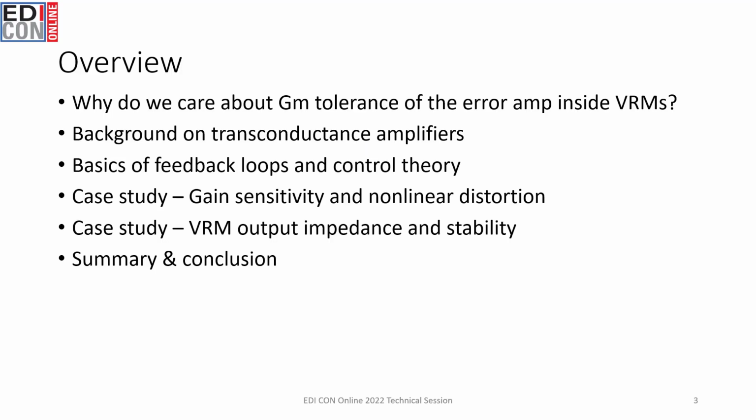As an overview, we're going to start by discussing why we care about the transconductance inside the error amplifier of our VRMs, go into some background on transconductance amplifiers, then follow up with feedback loop basics and some control theory, and then move into our case study, which is broken into two parts. From there, we're going to summary and conclusions and close with questions.